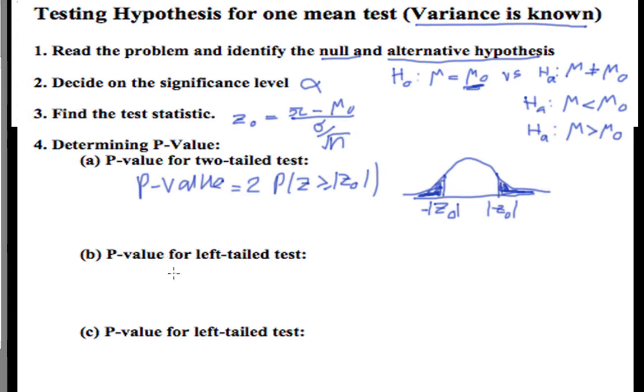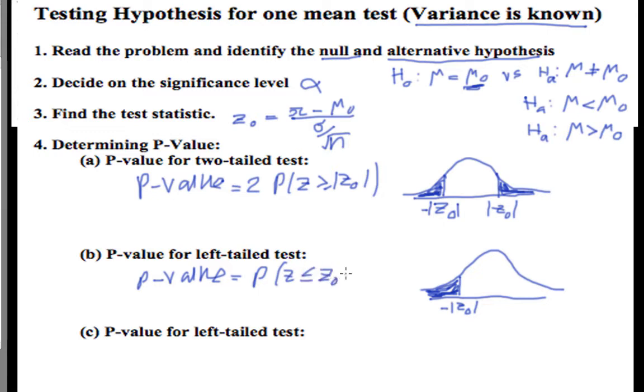So p-value for the left tail test. If it is left tail, this graph should be this, this is the negative z naught, then this is the area we are looking for, the p-value. Therefore, p-value equal probability z less than or equal z naught.